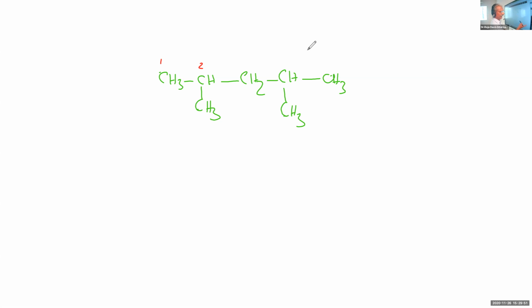Numbering should start from one end, and that is compulsory. So 1, 2, 3, 4, 5: five carbon atoms. So which is the parent? Five carbons, pent. There are side chains also. You can write the small letter, pent, and to that you add A and E. So pentane. That is the parent skeleton.